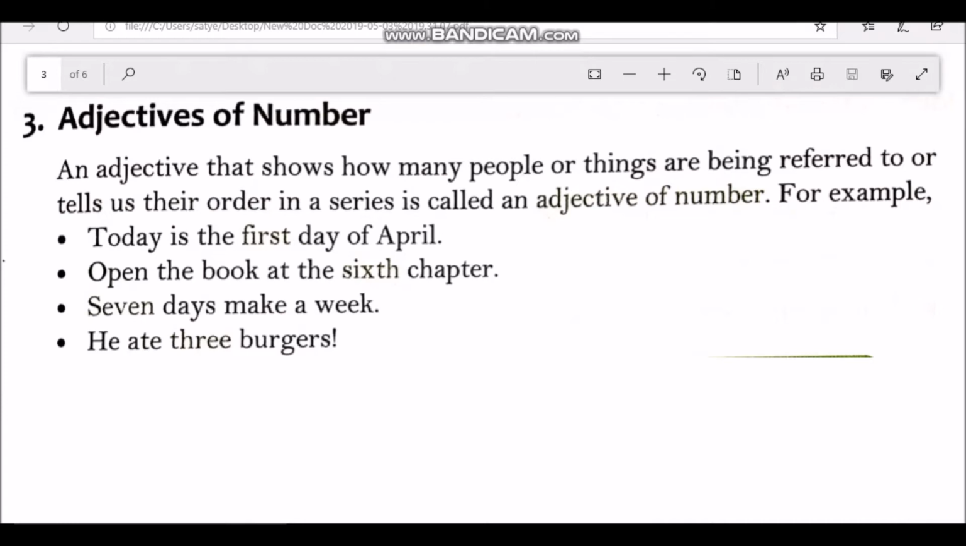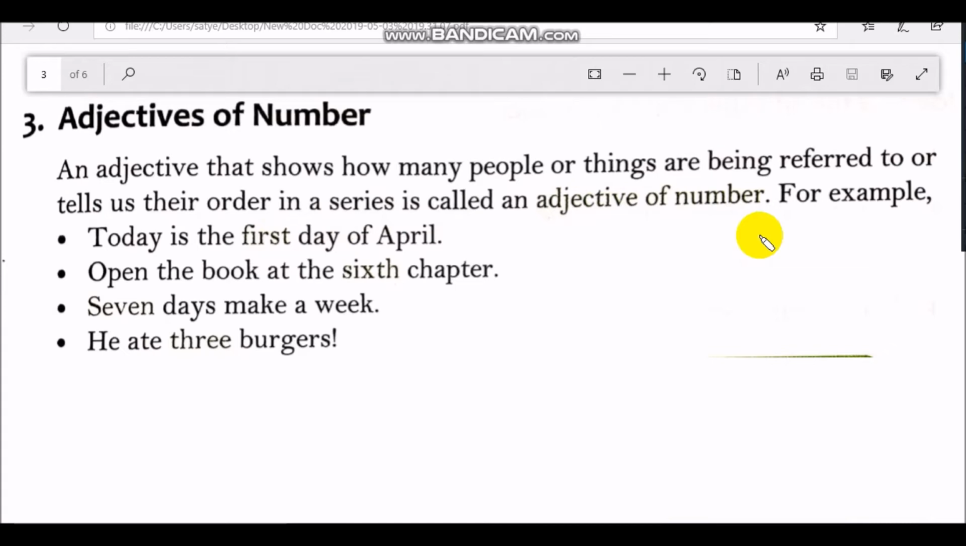Then from the third number, we have adjectives of number. Here I am talking about number. An adjective that shows how many people or things are being referred to, or tells us their order in a series, is called an adjective of number. For example, today is the first day of April.